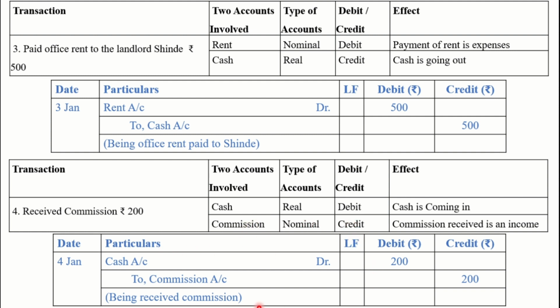This is the journal entry. 4th January, cash account debited rupees 200, to commission account credited 200, narration being received commission.